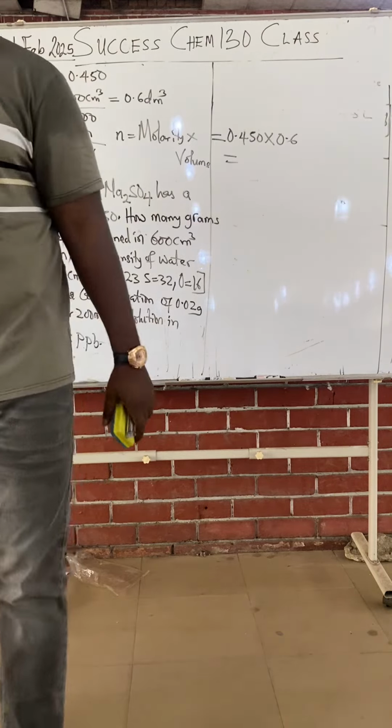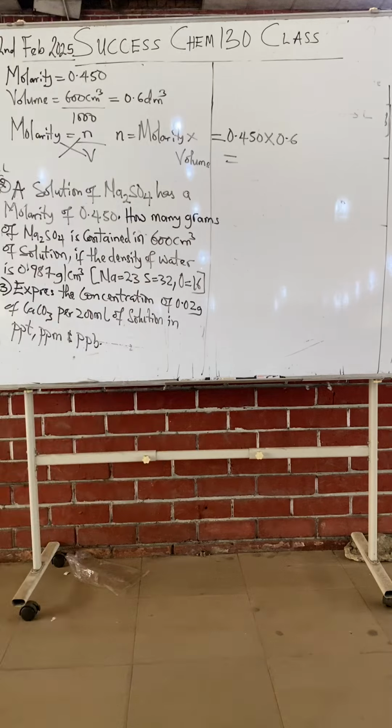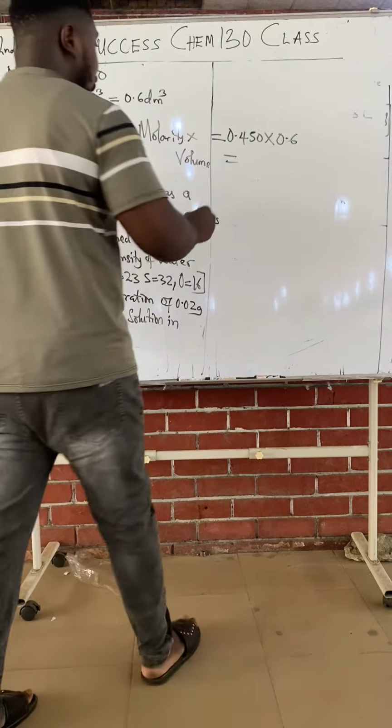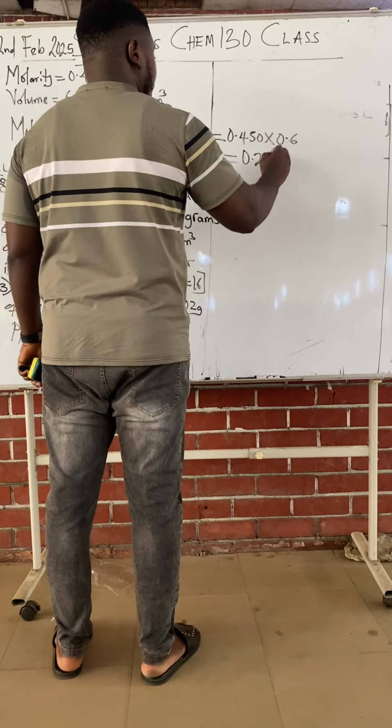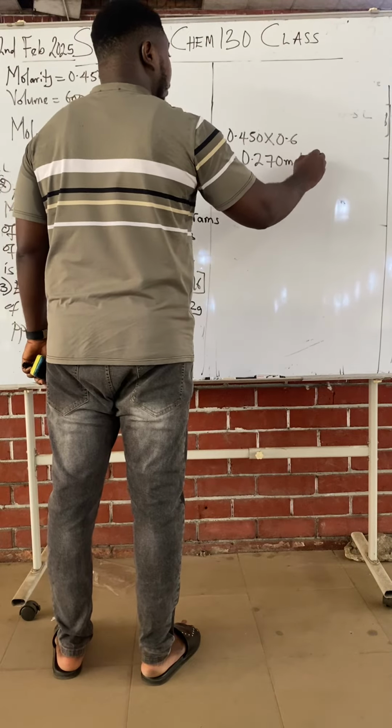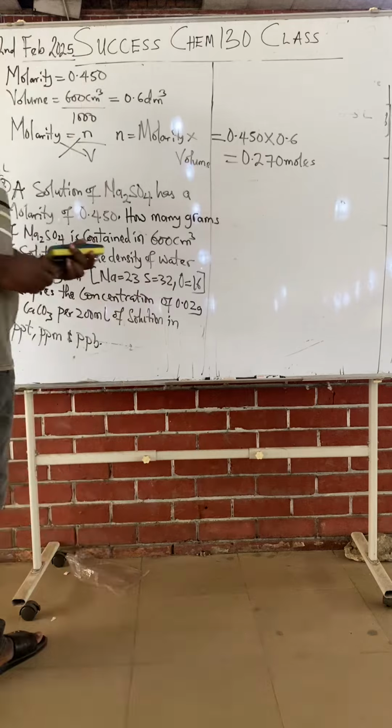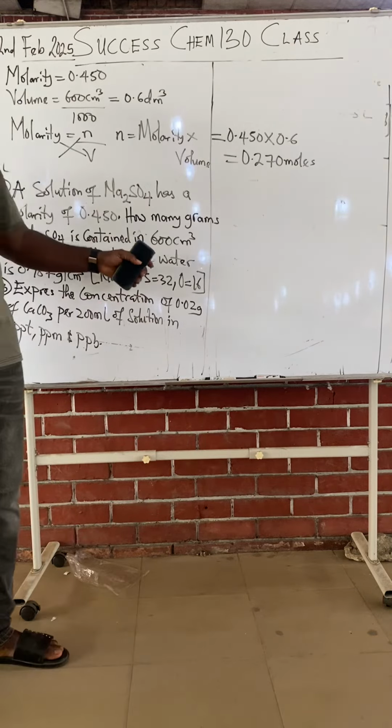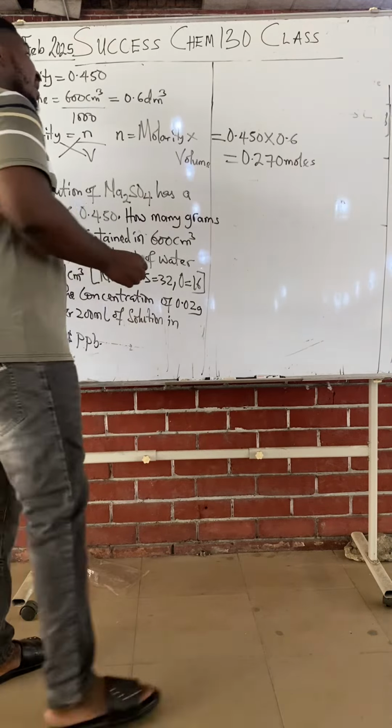What's 0.450 multiplied by 0.6? Did I say divided by? 0.450 times 0.6 is 0.270. That is my number of moles. But is that what they asked me to find? They said how many grams. How many grams means mass.